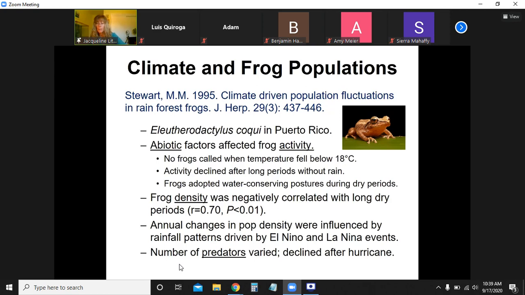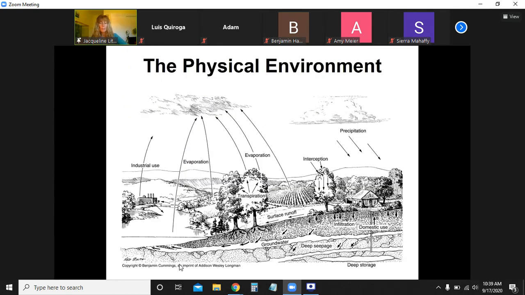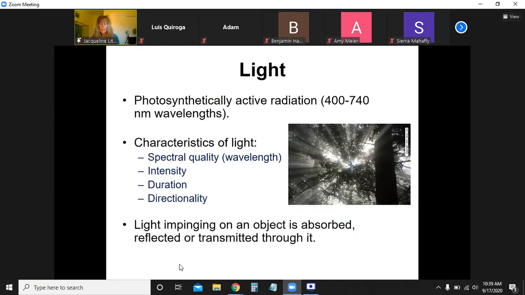Okay, so then we're going to move on now and talk a little bit more about some other aspects of the physical environment, like light and those types of things. So first, talking about light. Light is the part of the solar radiation in the visible range of the wavelength, so like 400 to 740 nanometer wavelength. So that's the photosynthetically active radiation, right? That's the important stuff for plants for photosynthesis. So it's vitally important, obviously, to the ecosystems. And so that's its spectral quality, right? The photosynthetically active wavelengths are particularly important for this discussion.